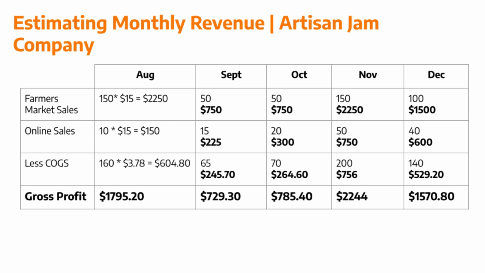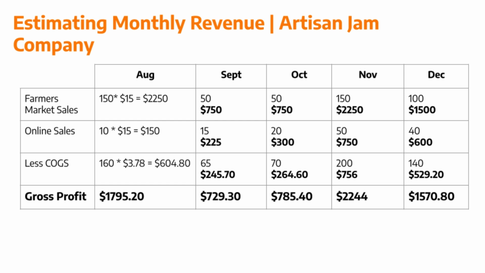So I've decided in August that I'm going to do 3 farmers markets, and I've estimated that I can sell 50 jars of jam at each market. So in August, I'm doing 3 farmers markets. That's 150 jars of jam total, times the $15 sale price for a jar of jam means that I will make $2,250 in August at farmers markets.